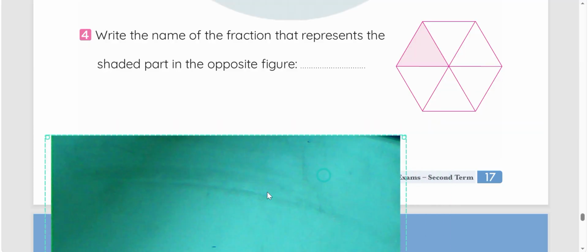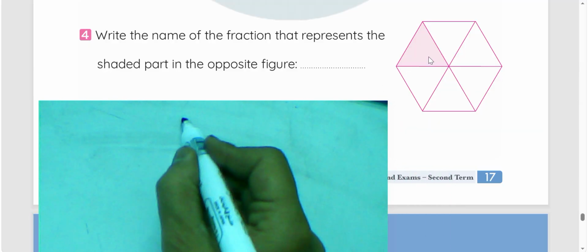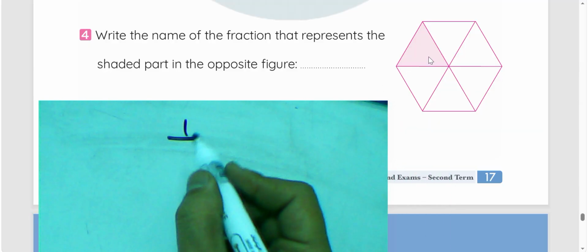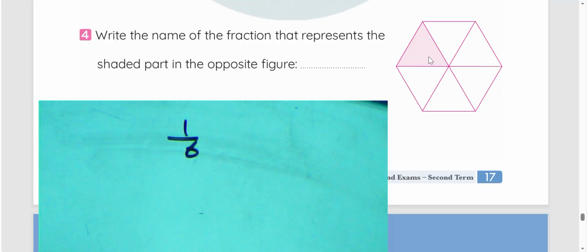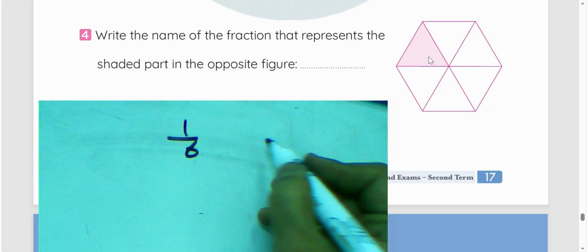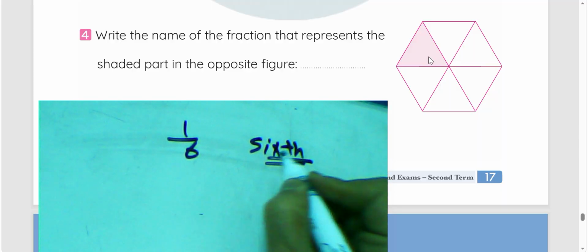Write the name of the fraction here. We have one part colored from how many parts? 6 parts. 1 over 6. Okay, write the name of the fraction that represents the shaded part in the opposite figure. Sixths. We have here sixths.